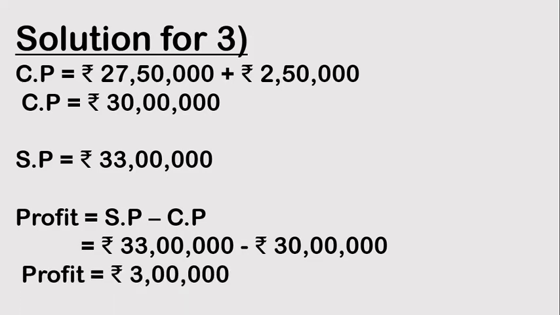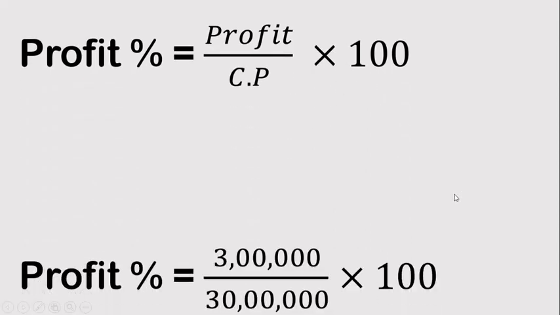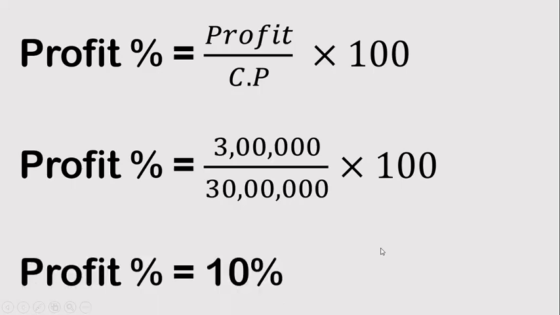So from this we can find profit percentage equal to profit divided by CP into 100. Our profit amount is 3 lakhs divided by cost price. Cost price is 30 lakhs into 100. So from this our profit percentage is 10%. Our answer is 10%.